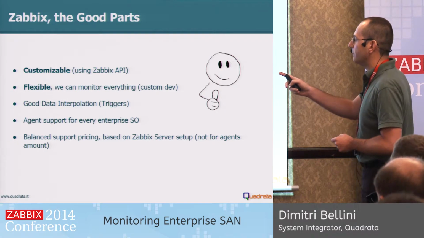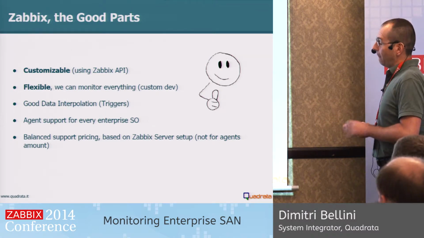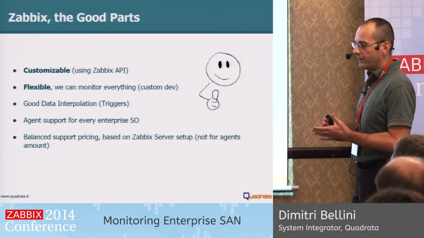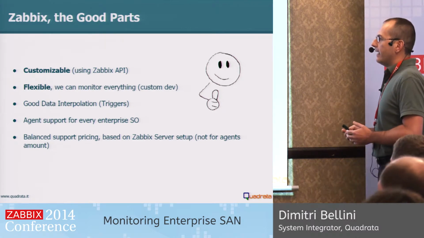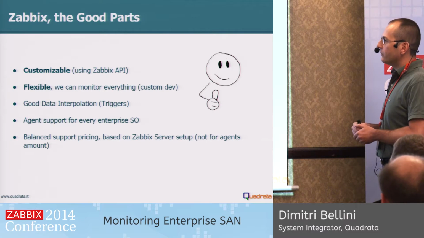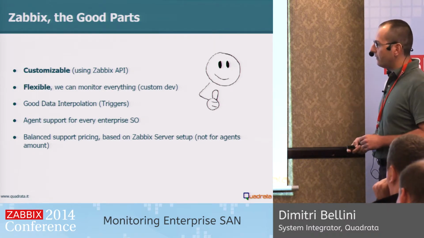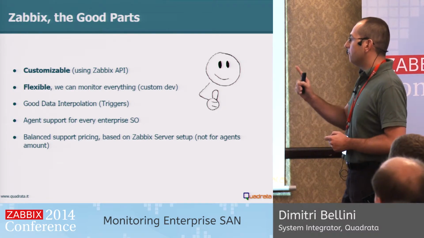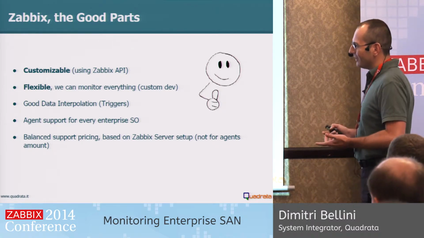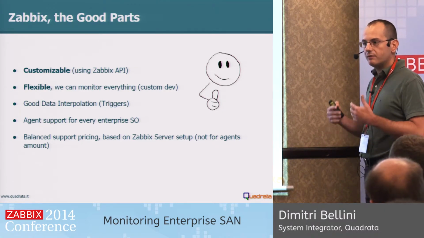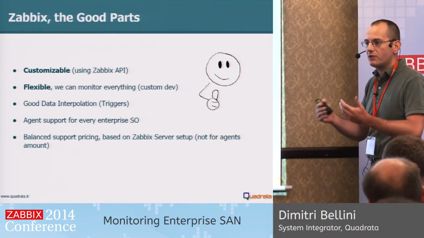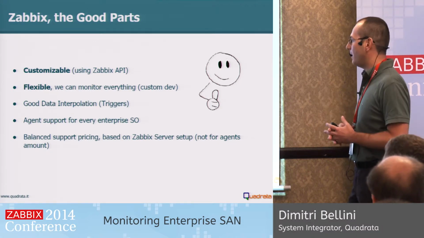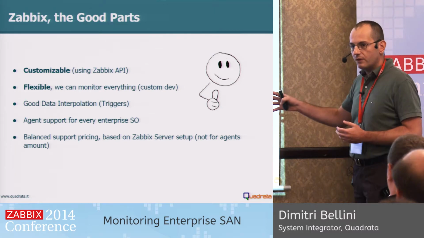Agent support for every enterprise operating system. In big enterprises, they use HP-UX, AIX, and Windows, yes, and every Linux system. And I think Zabbix has a very good agent to suit these kinds of requirements. Balance and support in price, because Zabbix is very cheap compared to enterprise closed solutions from HP or Symantec or other closed or main brands. So Zabbix is the right choice for enterprise.